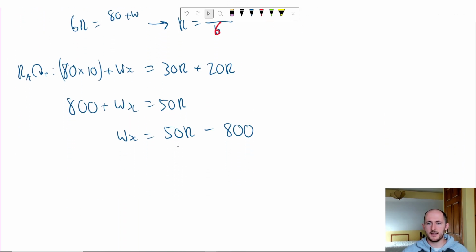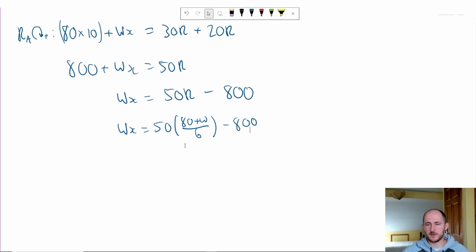So let's do that. We have WX equals 50 times 80 plus W over 6, minus 800. I think what I want to do is times everything by 6. So we have 6WX. So why am I doing that? It's because I want to get rid of the over 6 in the answer.